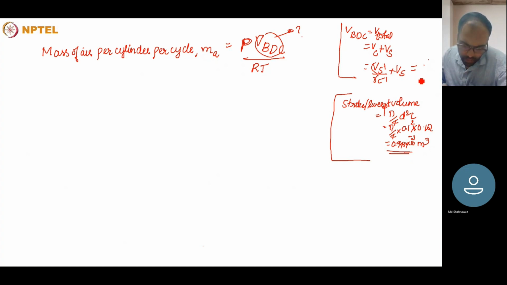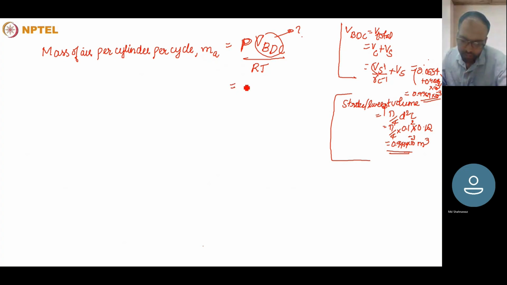So the total volume will be equal to Vs divided by compression ratio minus 1, plus Vs. So substituting the value of Vs, we'll get 0.0554 plus 0.9424 into 10 power minus 3. That will be coming around 0.9969 into 10 power minus 3. So we have calculated the total volume, that is the volume at the BDC, equal to 0.9969 into 10 power minus 3.